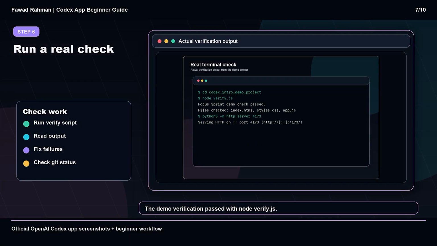After Codex creates or edits code, do not stop at the message that says it is done. Run a check. The Focus Sprint demo includes a small verify script, and a real terminal output says the demo check passed. On a larger project, this might be npm test, pnpm build, lint, or a framework-specific command. The beginner rule is simple: if Codex changes code, ask it to prove the change.